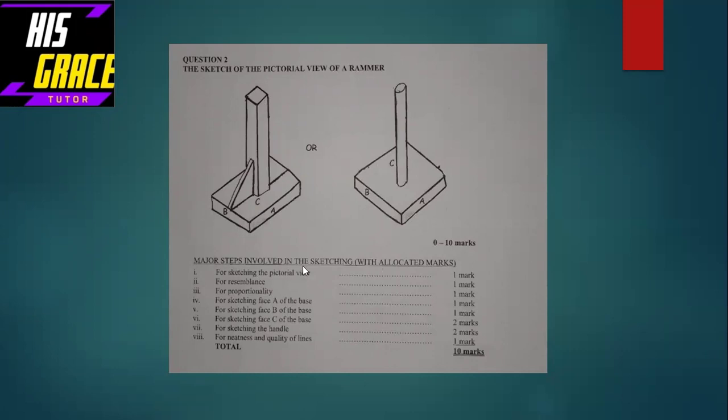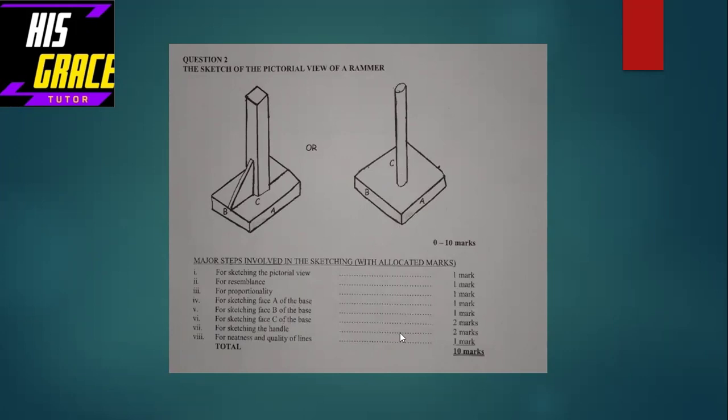So the major steps involved in the sketching with allocated marks. For sketching the pictorial view, 1 mark. So for you to make it to be in pictorial view, as you can see it here, you have 1 mark. For resemblance, so if it resembles a rama, 1 mark. For proportionality, I've explained that before, 1 mark. For sketching phase A of the base, 1 mark. For sketching phase B of the base, 1 mark. For sketching phase C of the base, 2 marks.